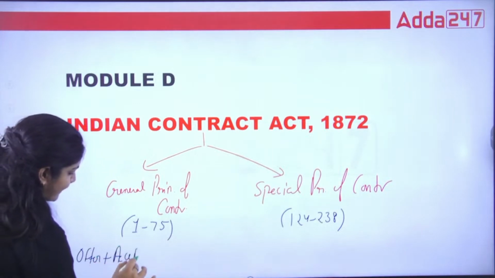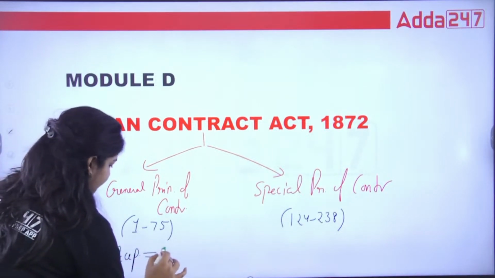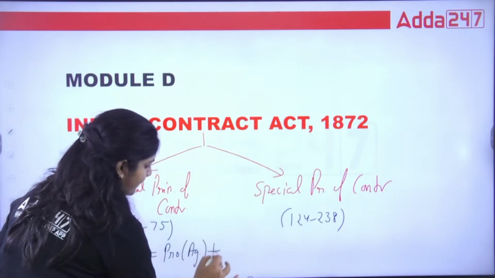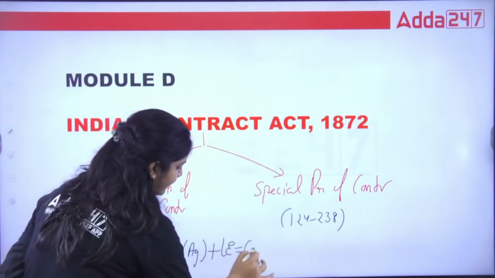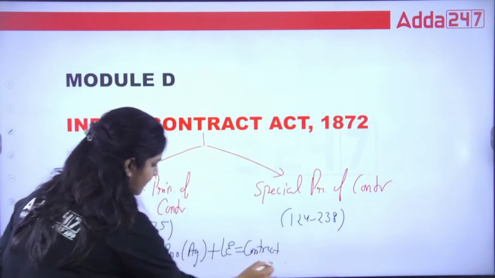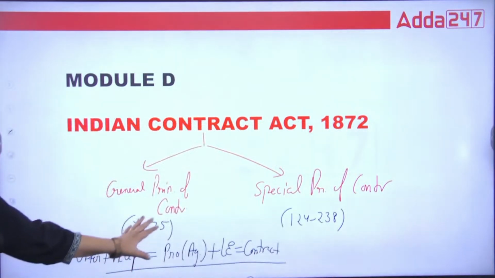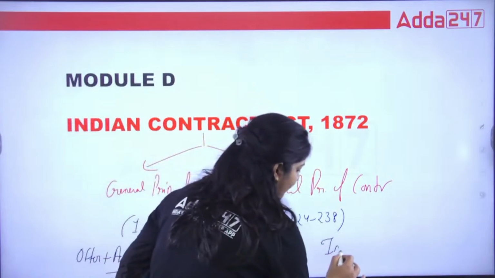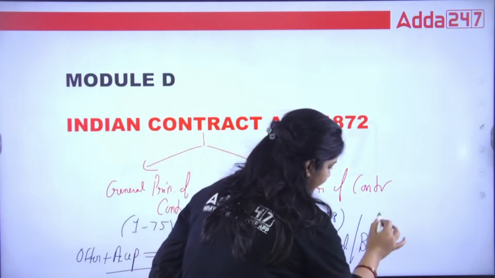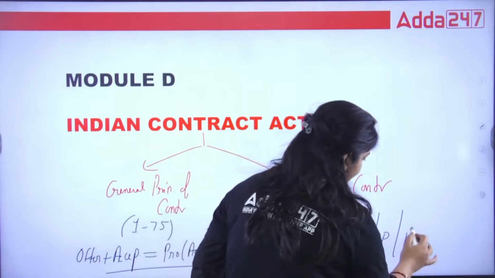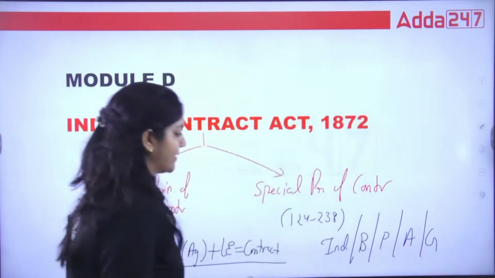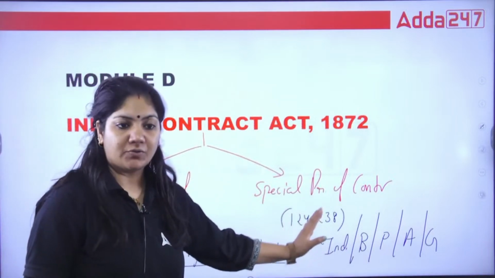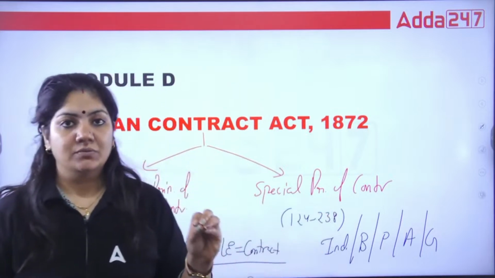Offer plus acceptance is equal to promise. Promise in legal term is agreement, plus law enforceability is equal to contract. So this is the formula that we have read in the general principle of contract, and in the special principle of contract we have to study, we have already done indemnity, bailment, pledge, agency, and contract of guarantee.